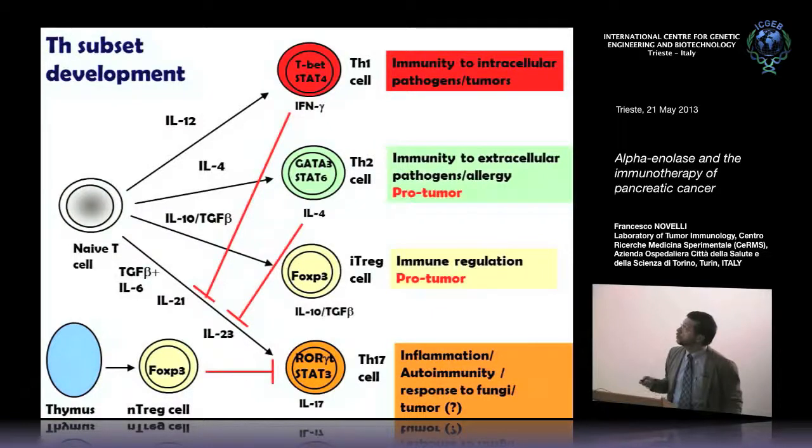Before I show you the data, let me summarize what immunology knows about the T subsets that control immune response. From naive cells, T cells can be differentiated into Th1 cells that produce interferon gamma and express T-bet and STAT4, and those Th1 cells are thought to be involved in immunity to intracellular pathogens and even in tumor. They can also differentiate into Th2 cells. They express GATA3 and STAT6 transcription factors, and they secrete IL-4. They are involved in immunity to extracellular pathogens, in allergy, and they promote B cells.